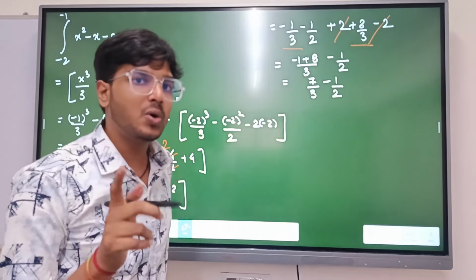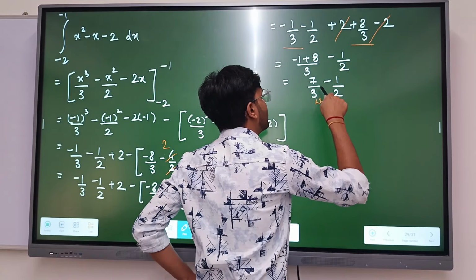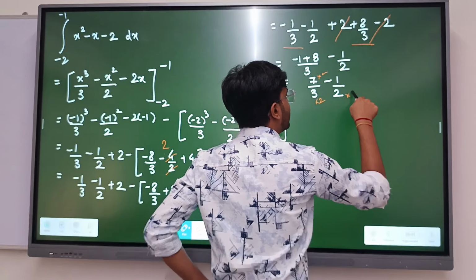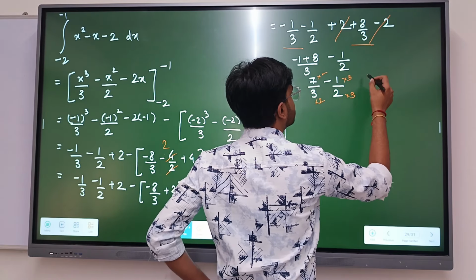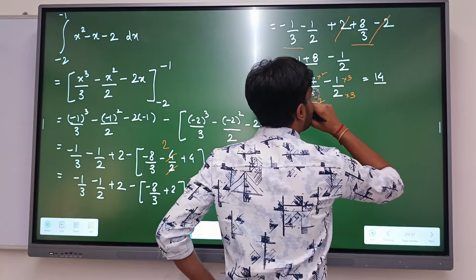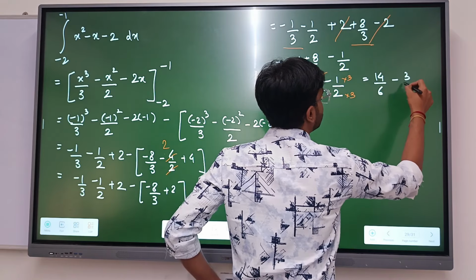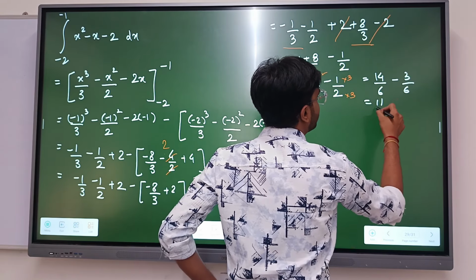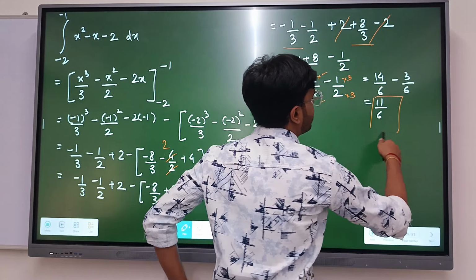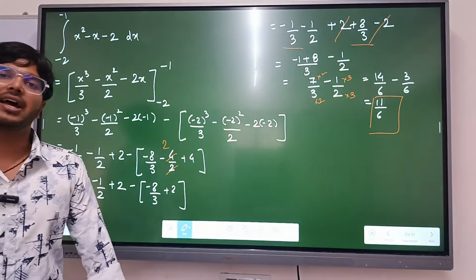LCM of 3 and 2 is 6. Multiply this by 2, multiply this by 3. So what will I get? 14 by 6 minus 3 by 6. So it will be equal to 11 by 6. So the first integral value is 11 by 6.